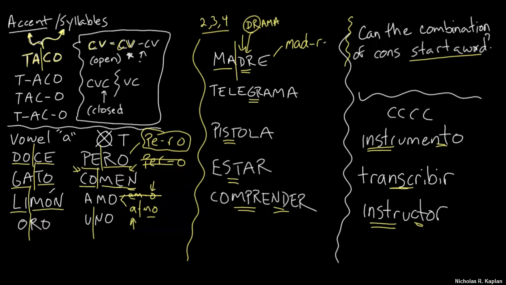We didn't know if it was "ma-dre" or "mad-re". So that's the way we want to think about it. Do we need to split or can we keep it together? And how do we know? Well, can it start a word?